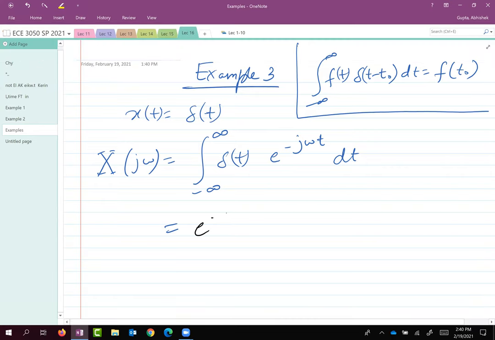It would be e raised to minus j omega zero, which is equal to 1. So actually for the impulse function, the Fourier transform is equal to 1 everywhere, for the entire range of omega. It's equal to 1. So all omegas have equal contribution in the impulse function.